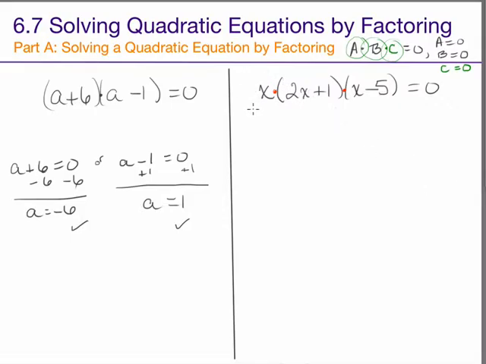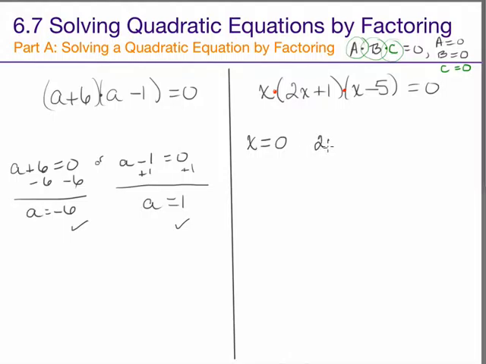In this case, my factors are x, 2x plus 1, and x minus 5. It's the fact that it doesn't have a plus or a minus following it that throws most people off. Since x is just one of my factors, it's one of the things that I must set equal to 0 and then solve. Except there's nothing to solve. X equals 0 is one of my solutions.